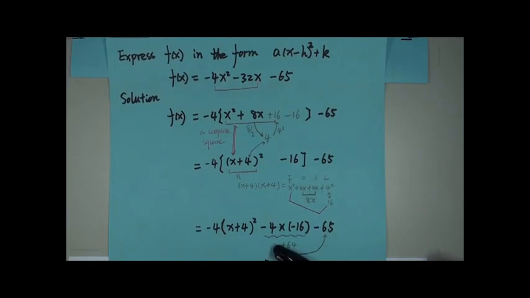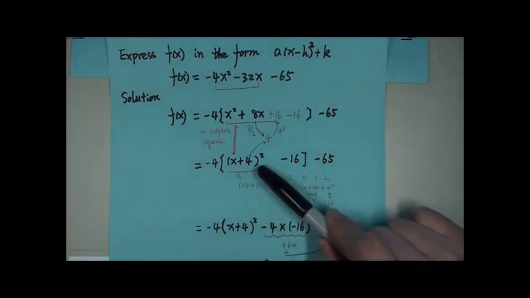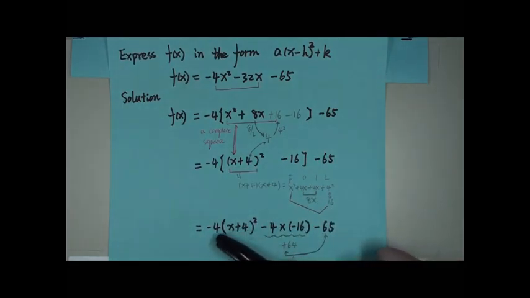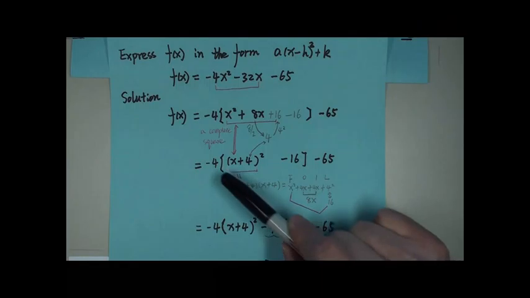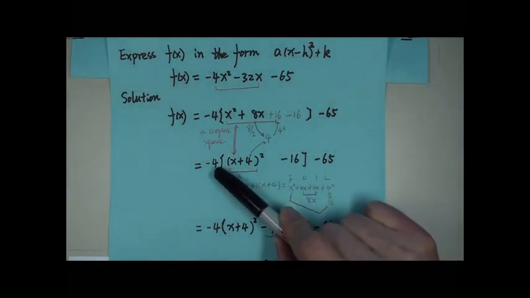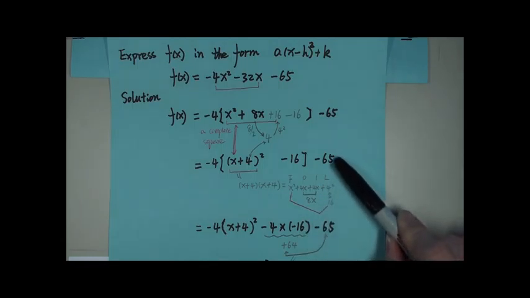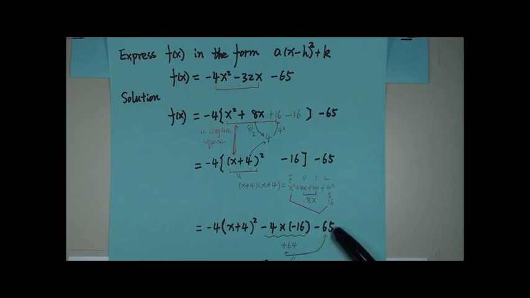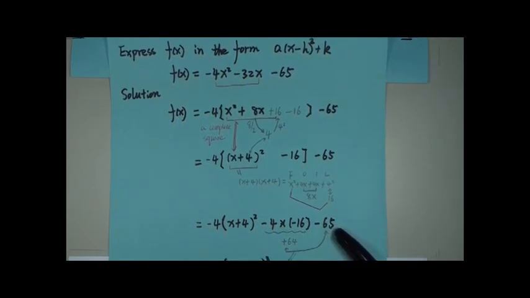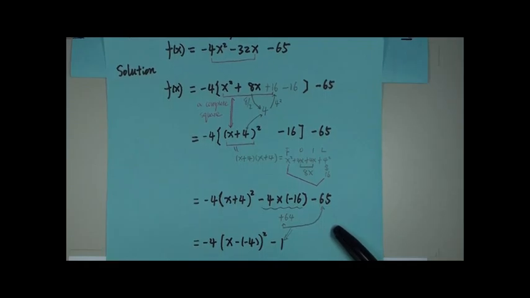Let's move on. Negative 4 times this quantity is negative 4 times x plus 4 squared. Remember, negative 4 also multiplies negative 16, the distributive property. And again we keep negative 65 down here. Now you can see negative 4 times negative 16 is positive 64. Positive 64 with negative 65, we have a negative 1.